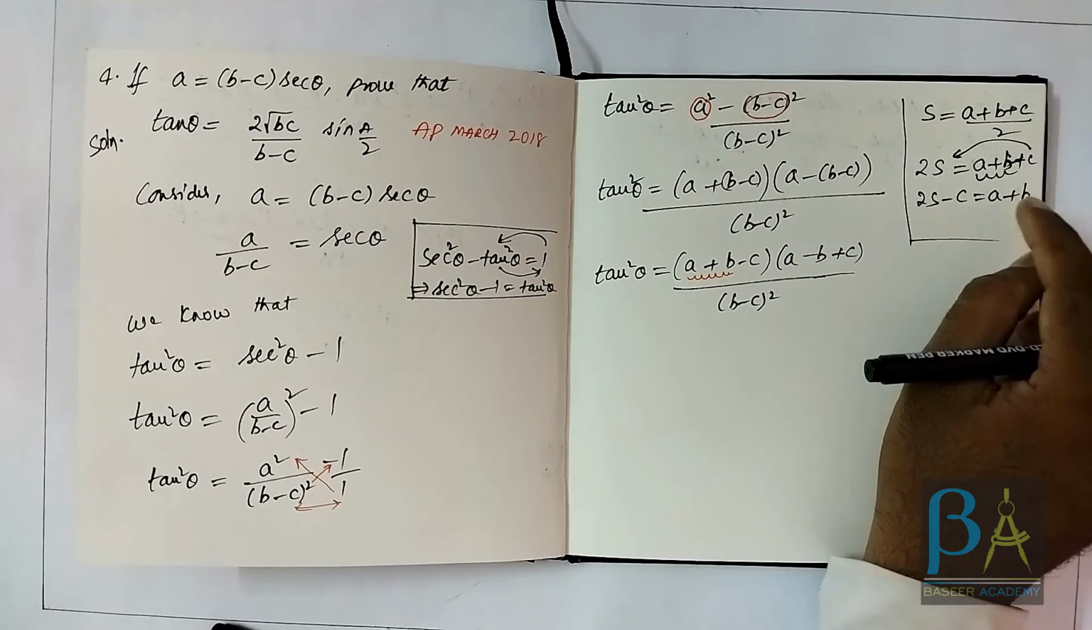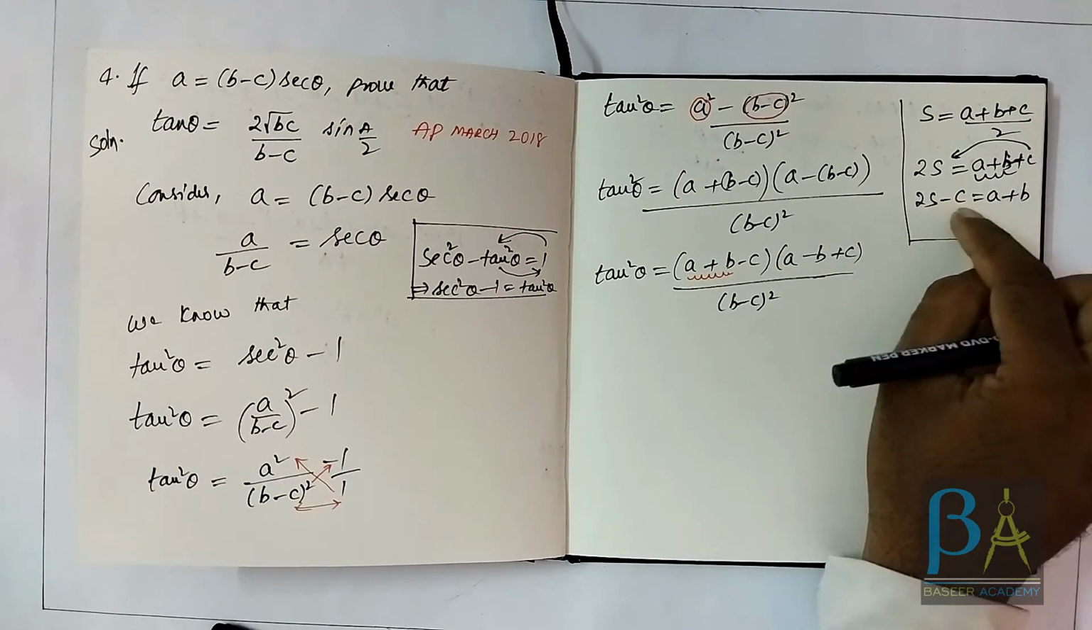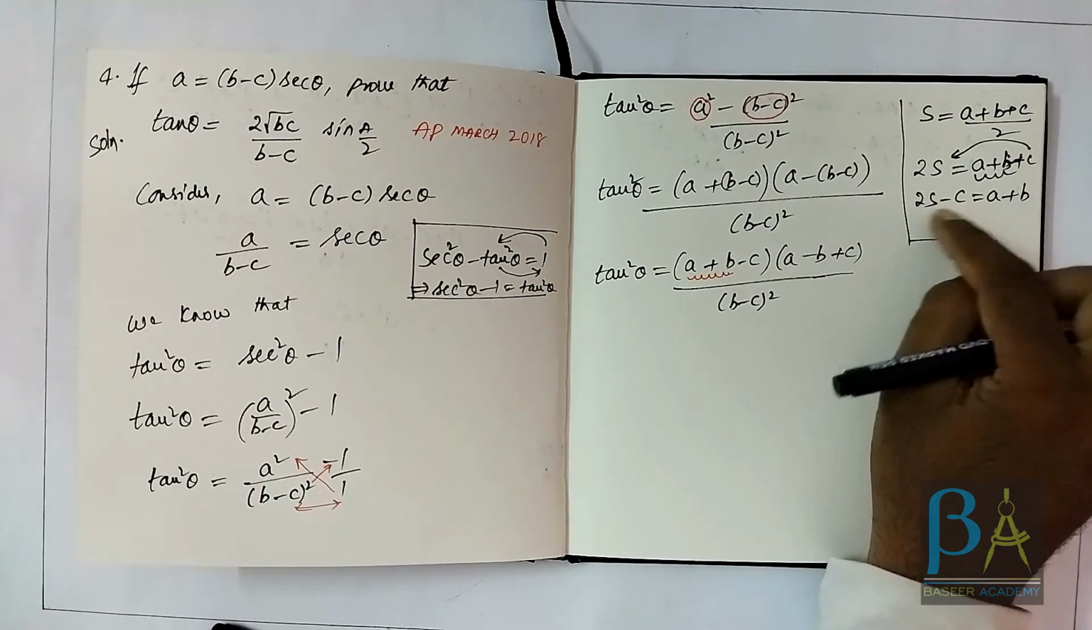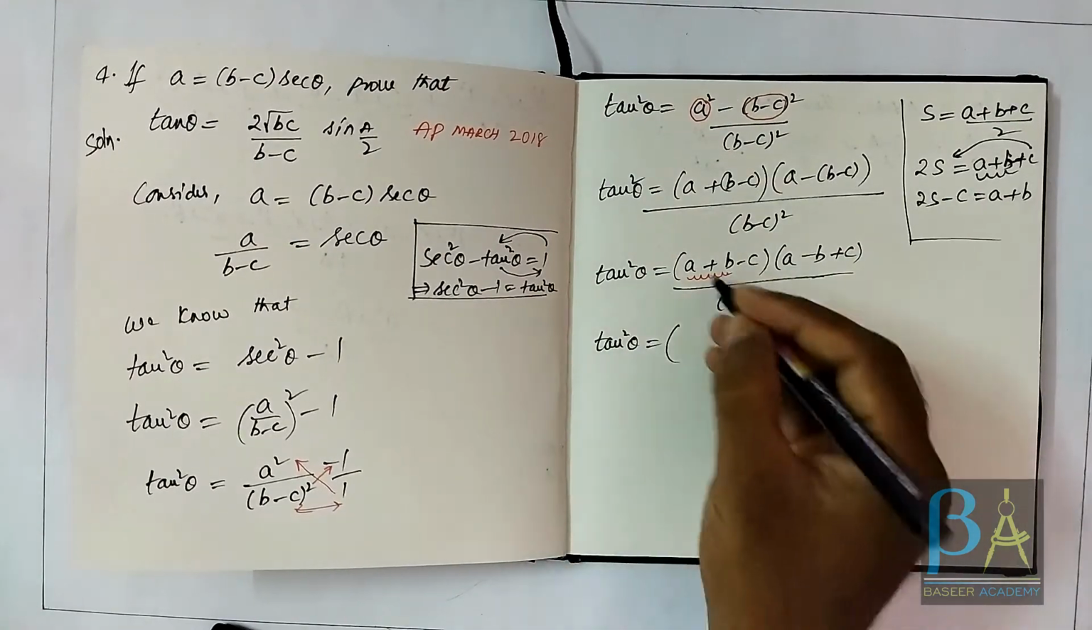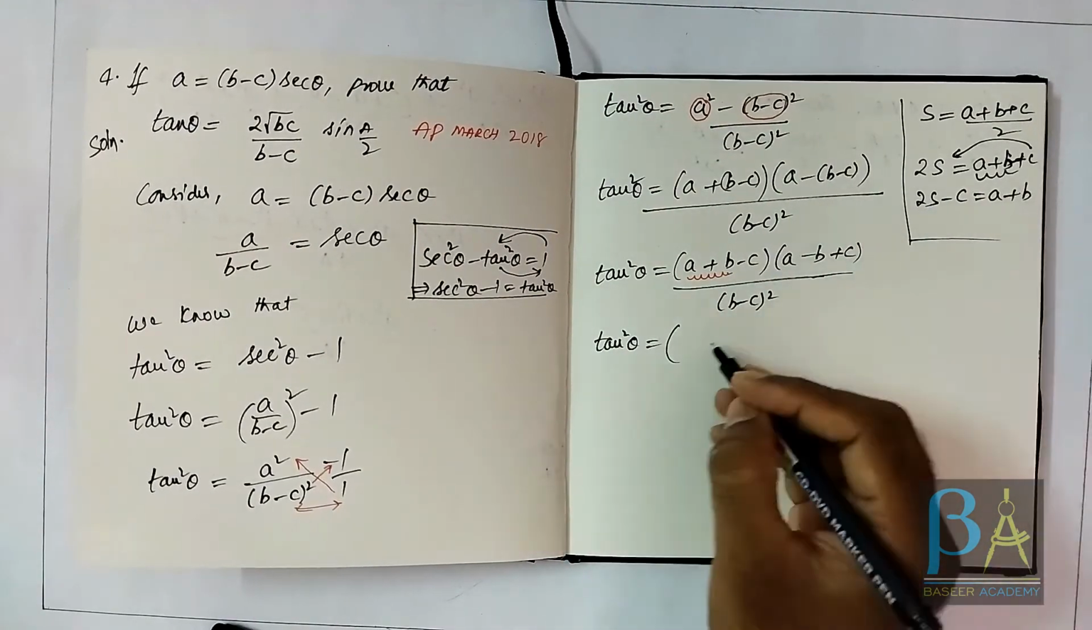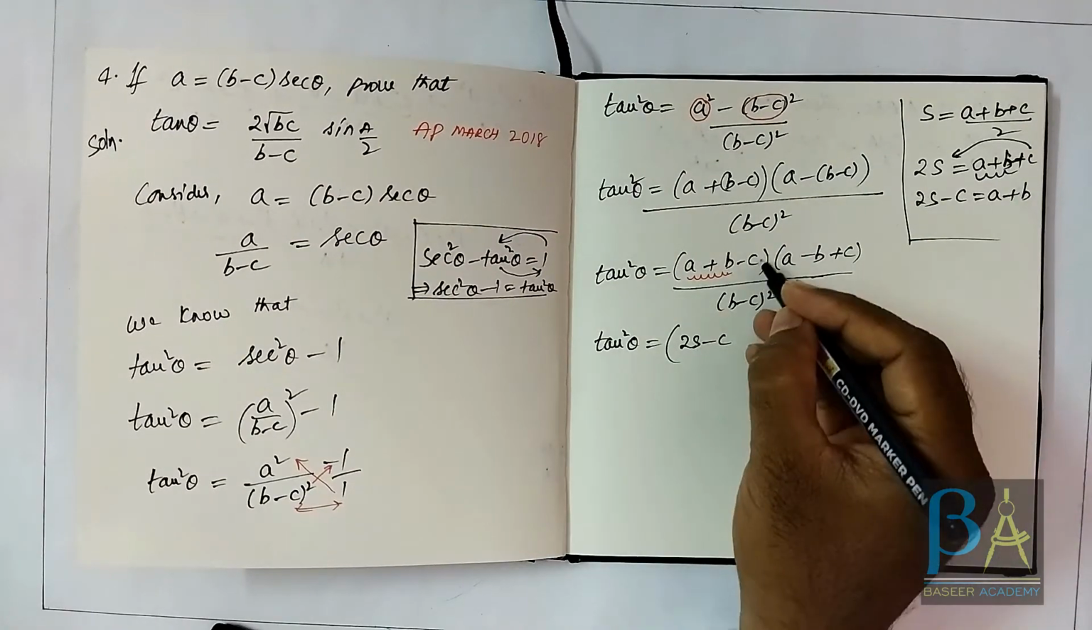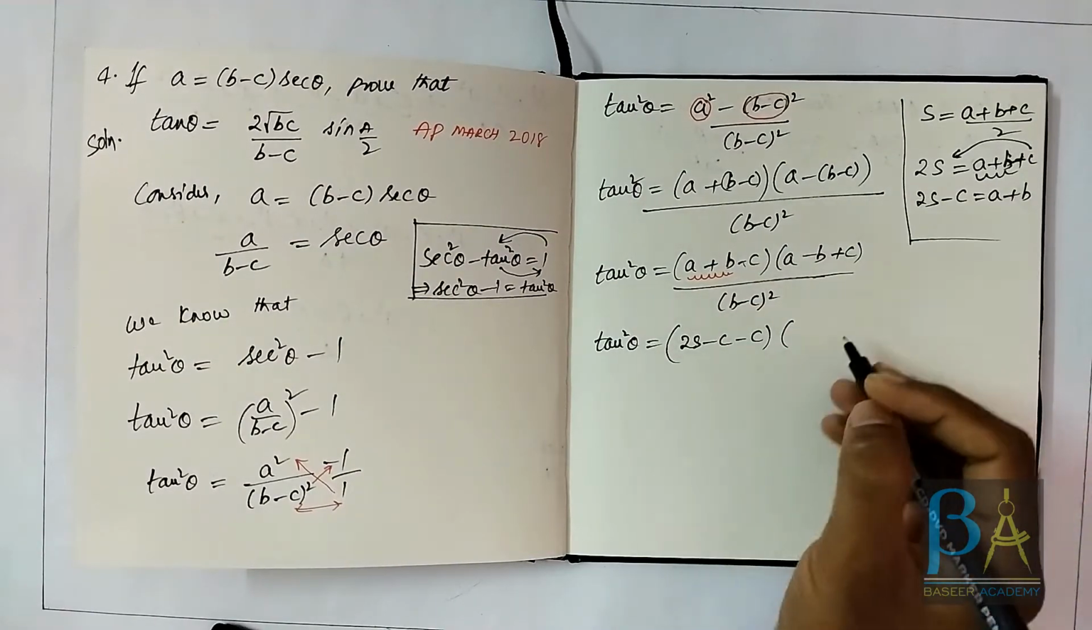A plus b, in place of a plus b, I can write 2s minus c. So that is what I'm going to do now. In place of a plus b, I'm going to write 2s minus c. This minus c, I'm going to write as it is.